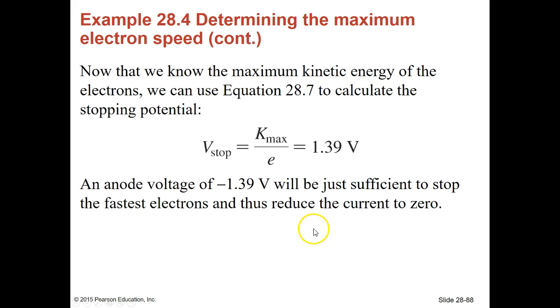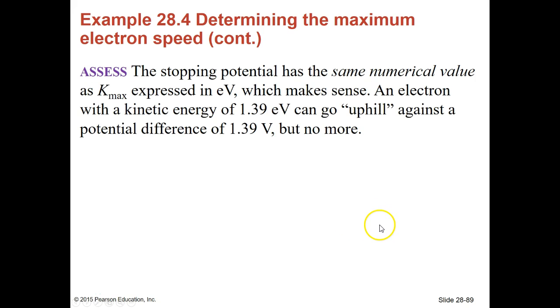Now that we know the maximum kinetic energy, we can now find the stopping potential. So the stopping potential here is equal to K max over the charge. And so we should end up with about 1.39 volts. So an anode voltage of negative 1.39 volts will be just enough to stop the fastest electrons and reduce all the current to zero.